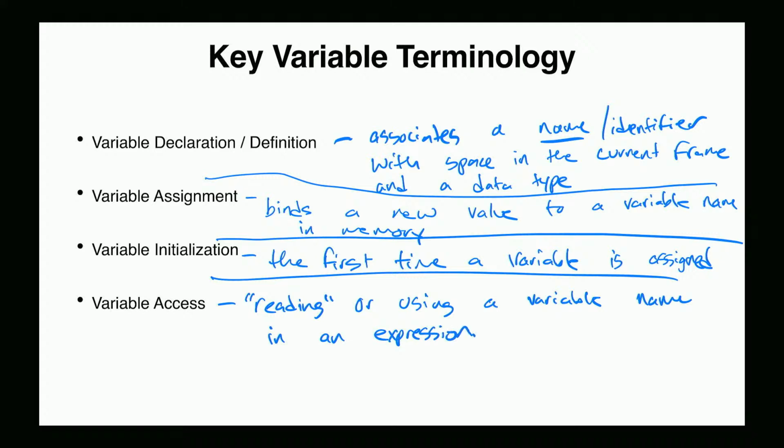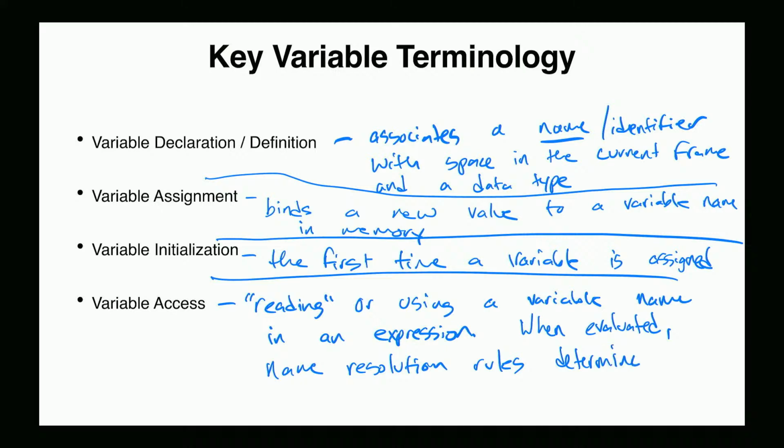And why this is important is whenever we access, when we get to this point as we're tracing through the program or Python's trying to evaluate an expression for us, when we reach a variable access, this is when name resolution applies. So when evaluated, name resolution rules determine the value substituted.